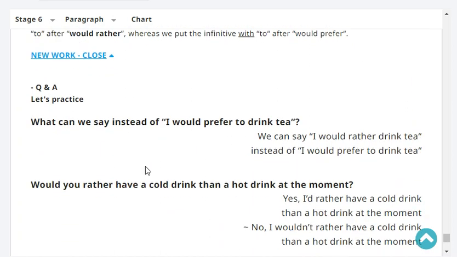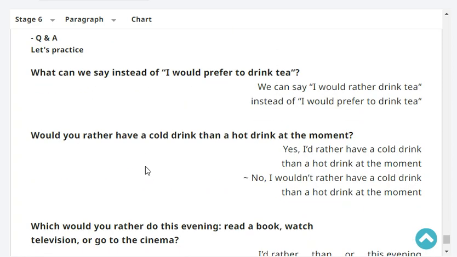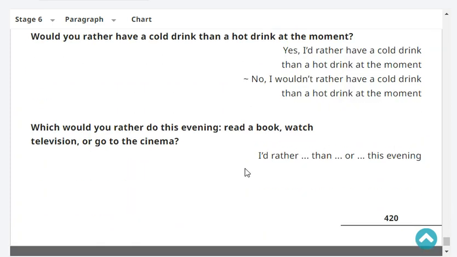Okay, let's practice. What can we say instead of I would prefer to drink tea? We can say I would rather drink tea instead of I would prefer to drink tea. Right? Would you rather have a cold drink than a hot drink at the moment? Yes or no?